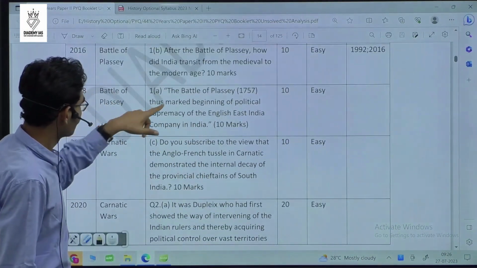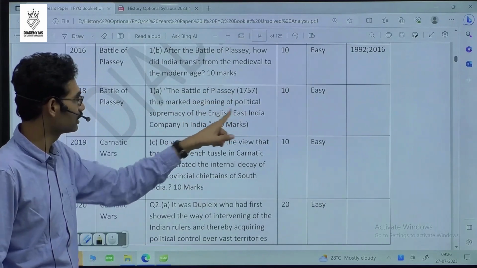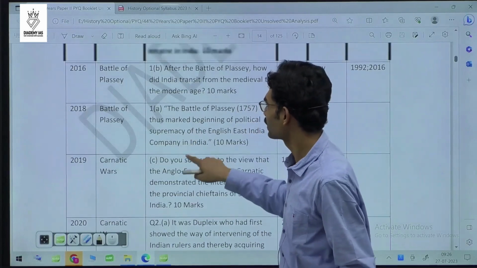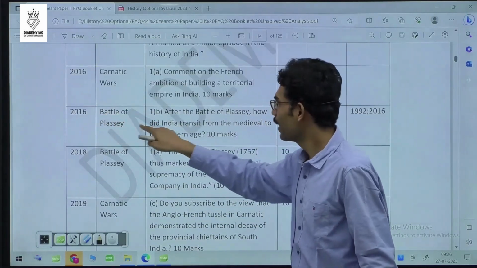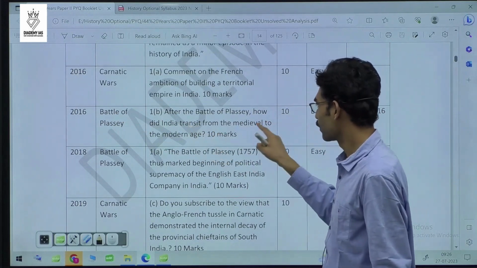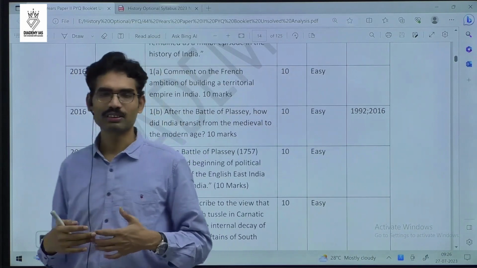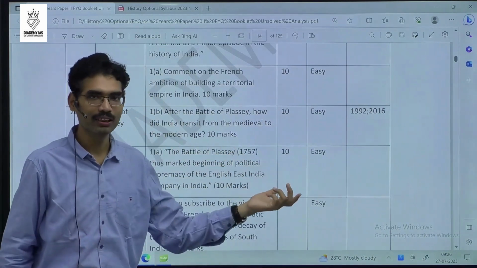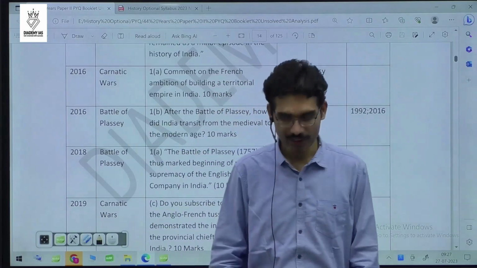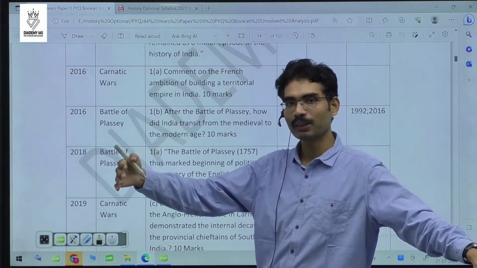And Battle of Plassey. The Battle of Plassey thus marked the beginning of political supremacy of the English East India Company in India. So you will see questions like this. Battle of Plassey. Now in 2016 also, Battle of Plassey. After the Battle of Plassey, how did India transit from the medieval to modern age? So here, this is from the imperialist point of view, that Britishers had to substantiate or support their conquest of Hindustan or India.